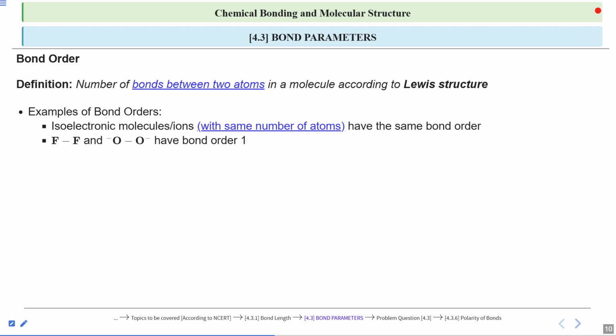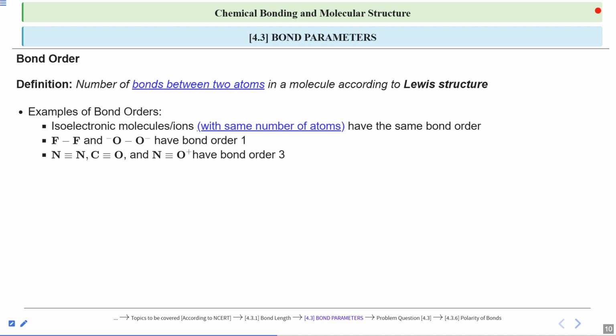And how have we calculated it? We have just seen the number of bonds between two Fs, and that is equal to 1. Okay, I hope this is clear to you. Now let us try to understand this with the help of another example. The next example is N2, CO and NO+. Again, three species are given here. You can try to draw their Lewis structure.